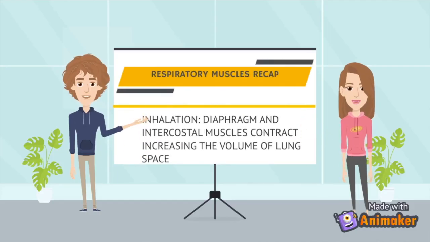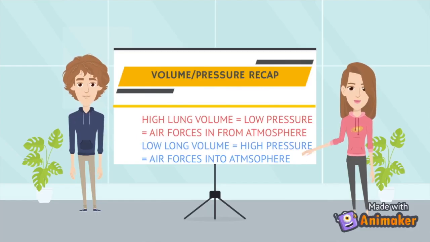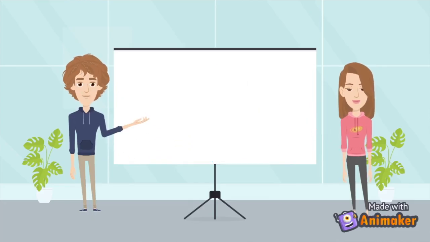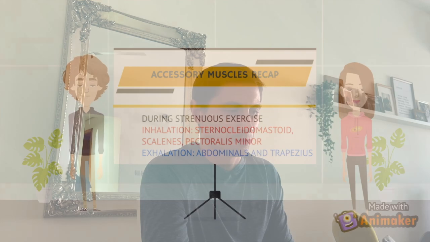Quick recap: inhalation, diaphragm and intercostal muscles contract, increasing the volume of lung space. Volume and pressure recap: high lung volume equals low pressure, air forces in. Low lung volume equals high pressure, air forces out of the lungs. And lastly, our accessory muscles recap. During strenuous exercise, we have three muscles that help with inhalation, and your abs and trapezius help you to exhale.